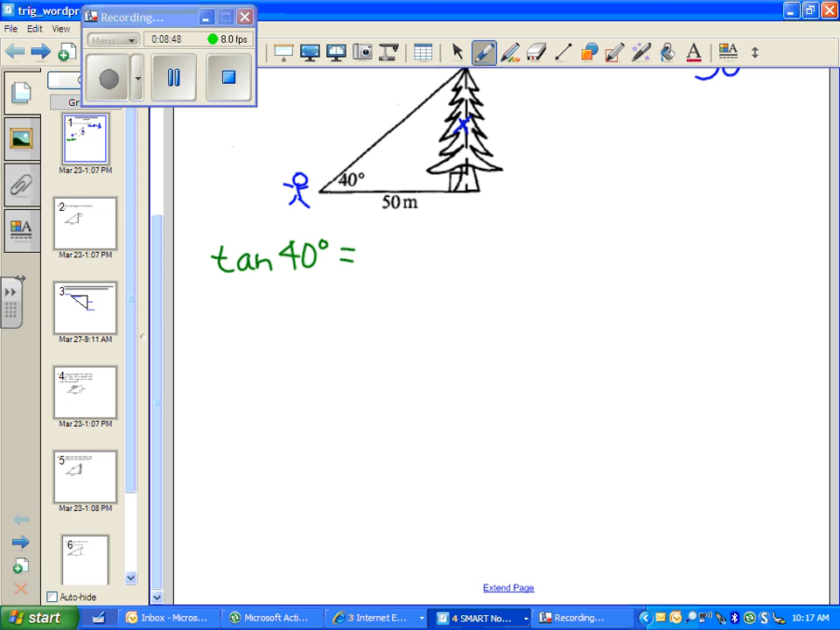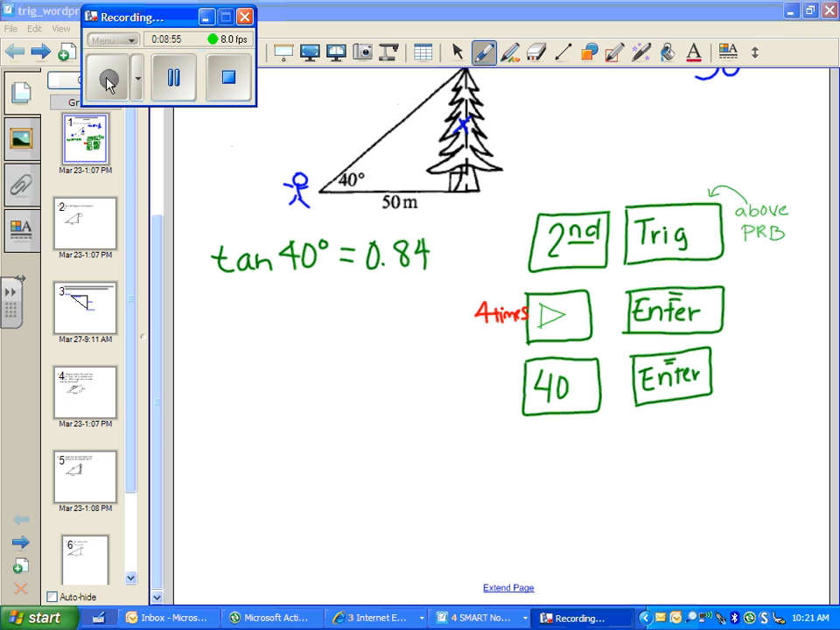So on your calculator, what I want you to do, all right, you're going to press on your calculator the second button, and then go down to where it says PRB, and right above PRB it'll say trig in yellow, so you want to hit that button. Then you're going to hit your arrow button. So there's 4 arrow buttons. You want to hit the one that points over towards the right, hit that 4 times, and then hit enter.